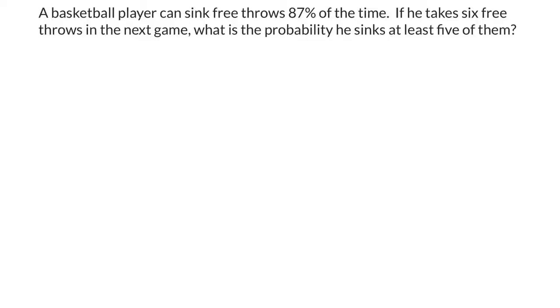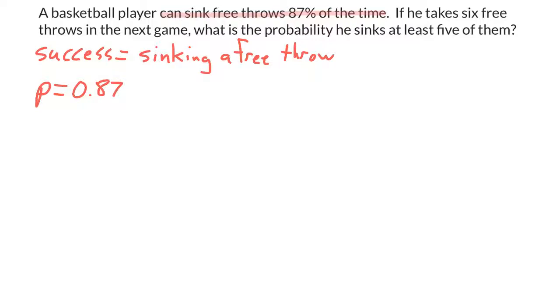Here's another example. A basketball player can sink free throws 87% of the time. If he takes 6 free throws in the next game, what is the probability he sinks at least 5 of them? So we know success is considered to be sinking a free throw. And we know from the question he can sink free throws 87% of the time, so the probability of success is 0.87. Which means that the probability of failure is 0.13.